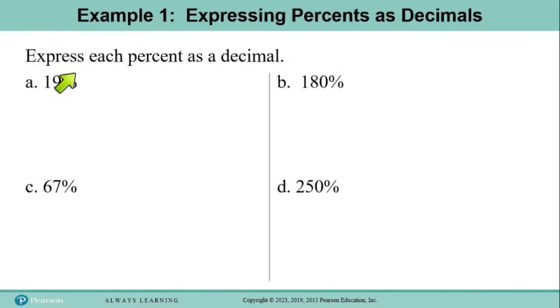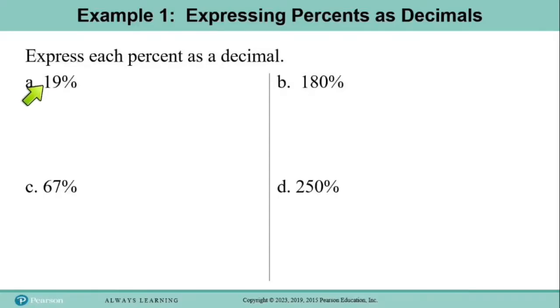So here is example 1. Express each percent as a decimal. And in part A, we have 19%. Now, whenever you can't see a decimal in a number, you always can assume that the decimal is at the end of the number. So what we're going to do here is rewrite the number without the percent symbol, and that means that the decimal will have to move to the left 2 places. It will move in front of the 9 and then in front of the 1, and that's 2 places.